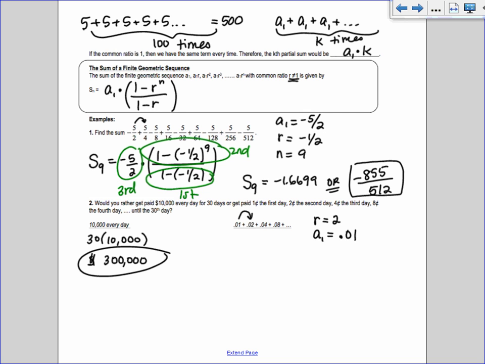1 penny, so 0.01, 1 cent. And how many terms am I going to add together? What's n? 30. I'm adding up the first 30 days. So you guys can do this with your mom.